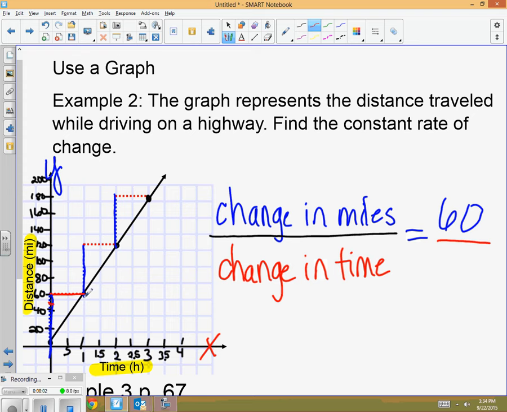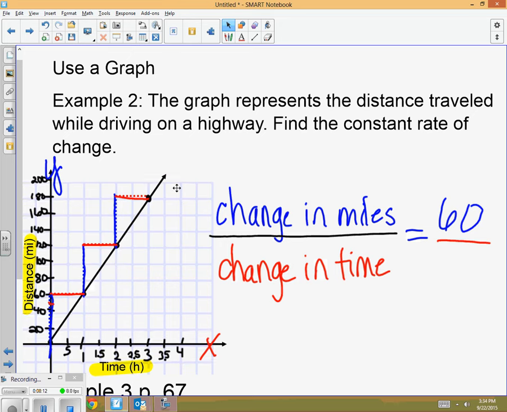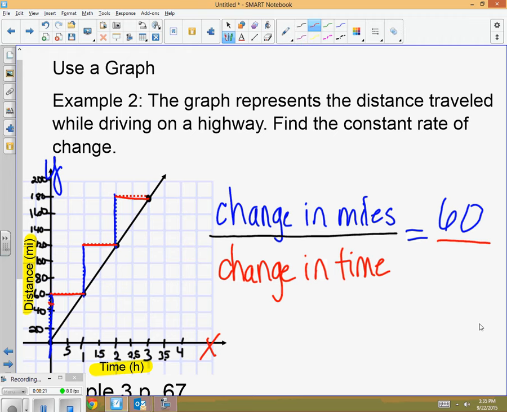So every time we move the point, it goes up 1 hour. Here, it's changing by 1 hour. Here, it's changing by 1 hour. So every time we add an hour, the graph is changing 60 miles. So we have 60 miles per 1 hour. So I'm going to write this down. Okay, 1 hour.